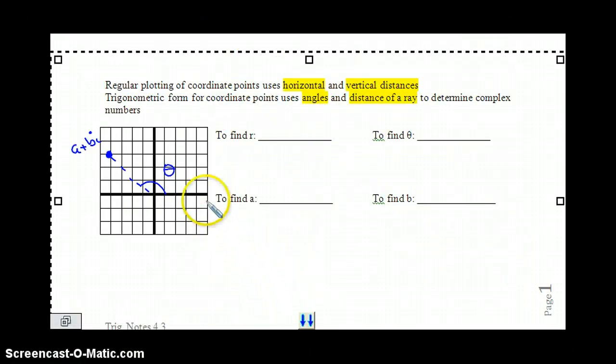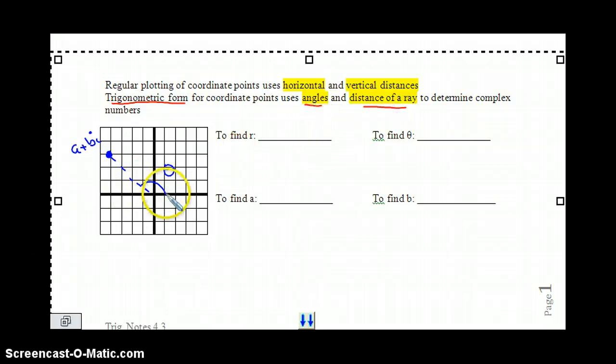Now we're used to plotting coordinate points as horizontal and vertical distances. For example, if I asked you to plot the point, in this case, negative 4, 3, you would go over to negative 4, you go up to 3. That is a regular coordinate point. But what we're going to be talking about now when we talk about trigonometric form is we don't necessarily want this horizontal and this vertical distance. We now want an angle and a distance of a ray.